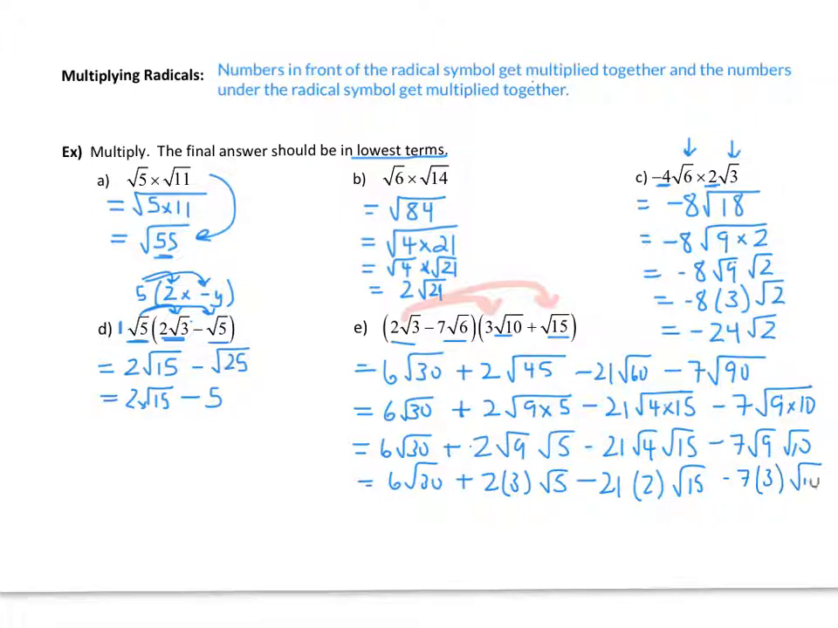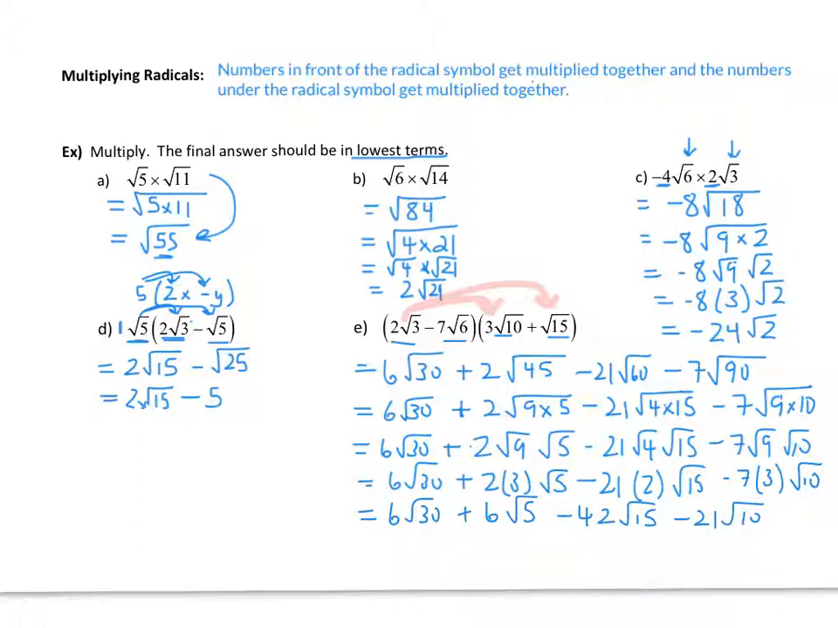Maybe you didn't notice, but the screen kind of jumped. It's probably my finger touching the screen while I'm trying to write. Alright, so that should give you a plus 6 roots of 5, minus 42 roots of 15, and then minus 21 roots of 10. And that's as far as we can go with that.